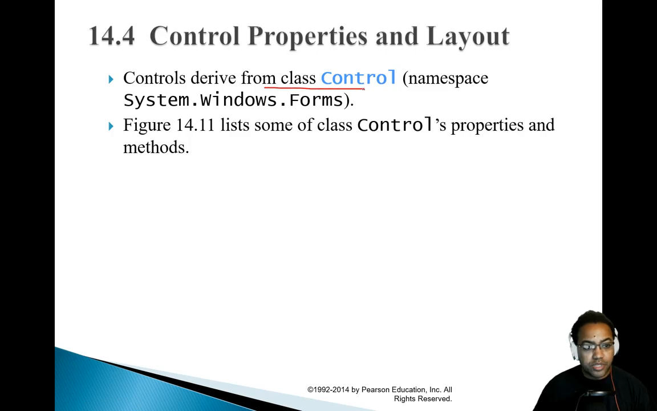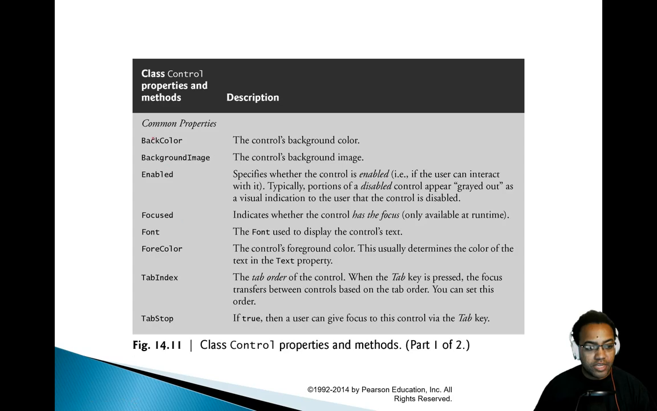Controls derive from class Control. And here are some properties of the control class. You have BackColor, which is the background color. You have the background image. You have whether that property or control is enabled. You have Focused, meaning whether that control has focus at runtime. The Font, the ForeColor, which is the color of the text property.